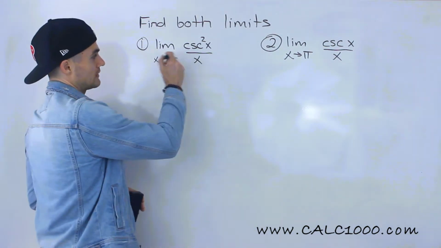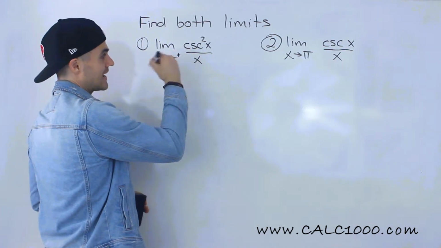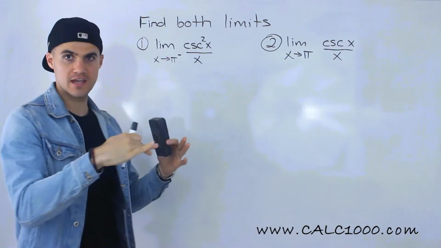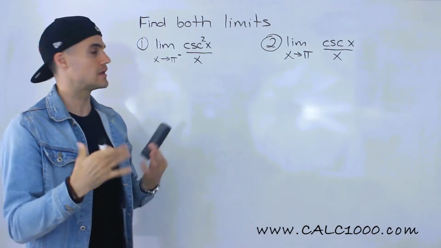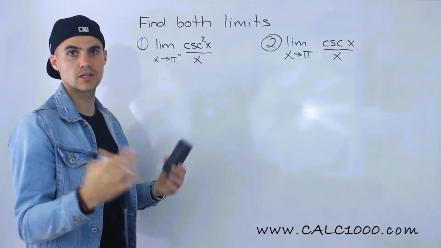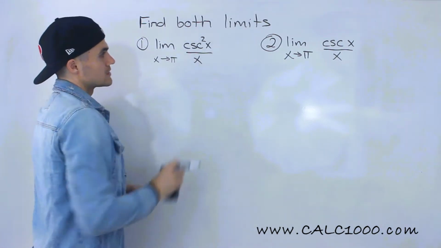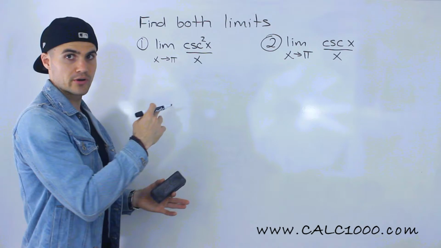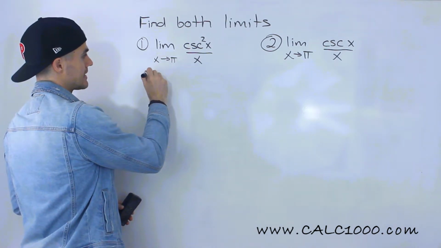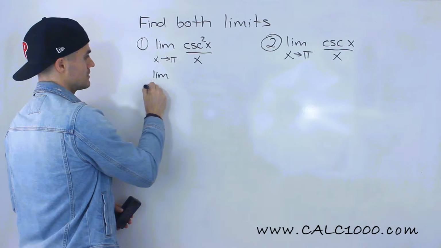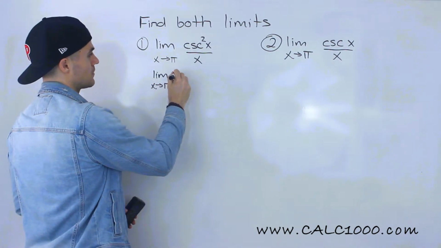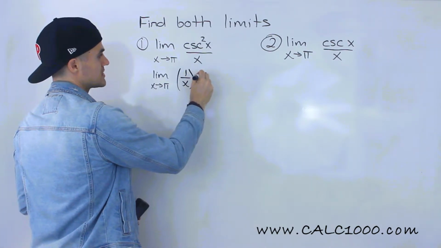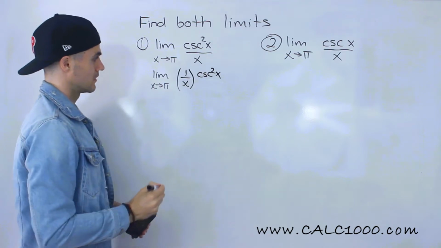So we would have to find the limit as x approaches pi from the positive side and from the negative side. And if from both sides the y values are approaching the same thing, then that limit exists and it equals that same value. For now, though, let's just keep the limit like this. What I'm going to do, like in the previous video, is take this function and split it up a bit. I'm going to take the 1 over x out, and then the cosecant squared x, I'll separate it like that.